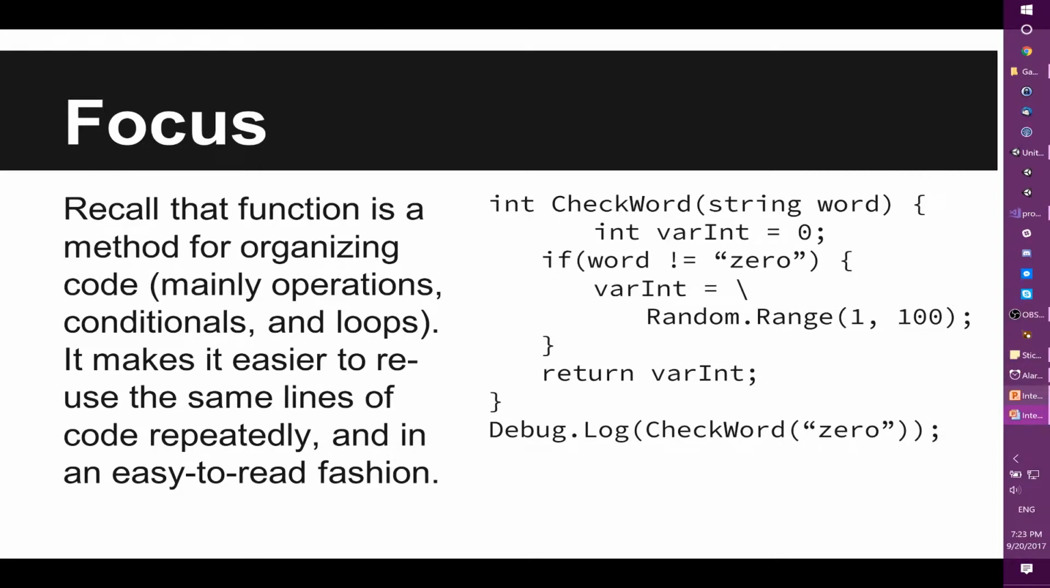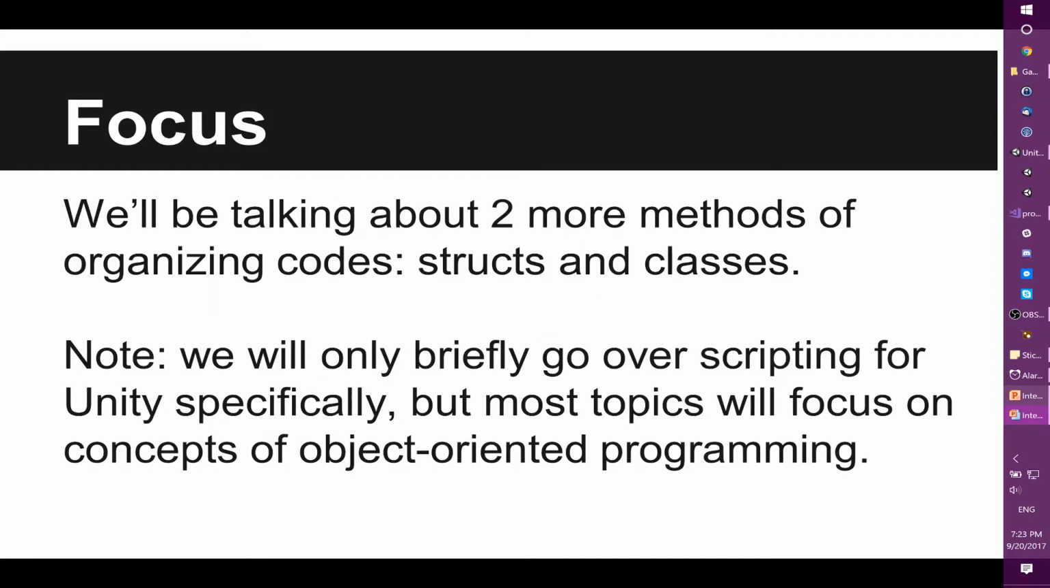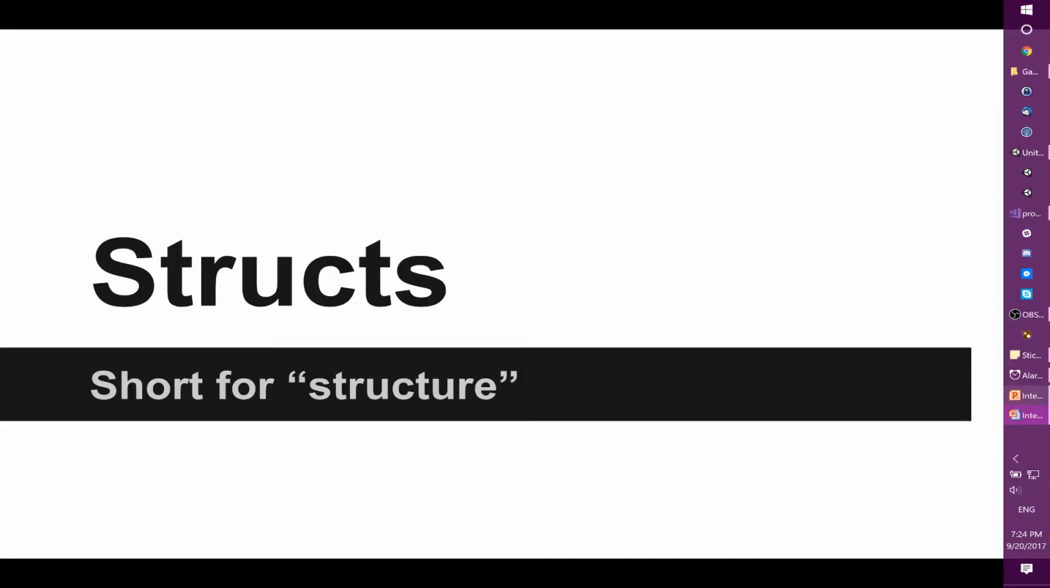Basically, what we're going to be talking about with intermediate programming is extending this idea with something called a struct, where we organize all of these lines even further together, with the idea that structs are basically a collection of variables and functions. So yeah, they're basically short for structures.